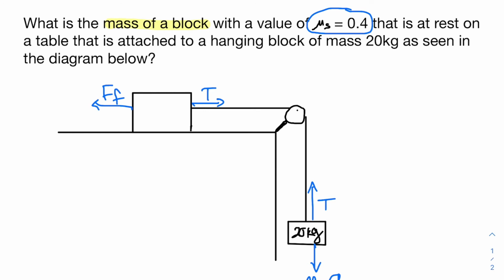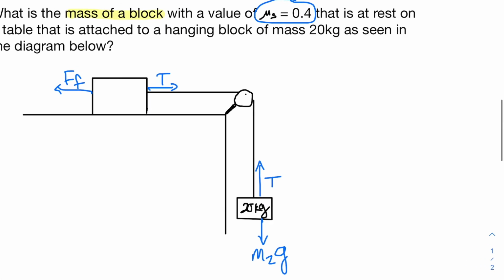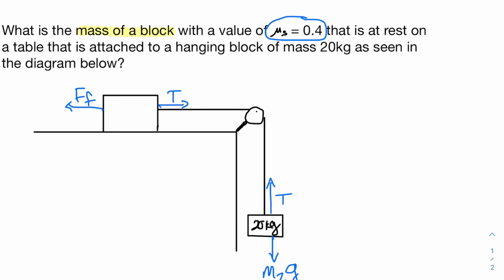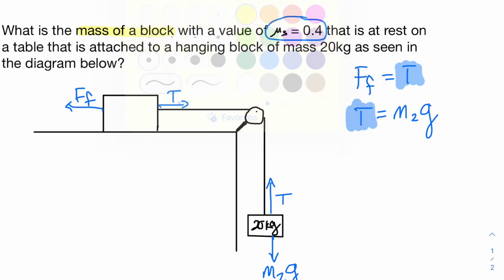And so here, similar to what we did on the other question, we can say that if these blocks are at rest, we know that for the first block, the force of friction is equivalent to the tension, and we know for the second block, the tension is equivalent to m2g. And we could substitute in for tension just the same way we did in that previous question, and go ahead and solve accordingly if we needed to find the force of friction.